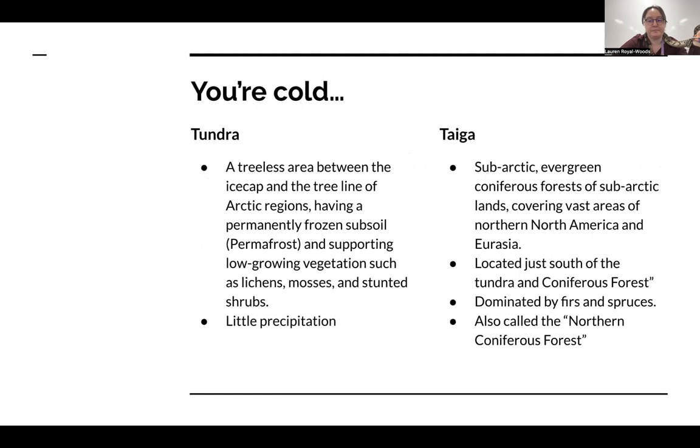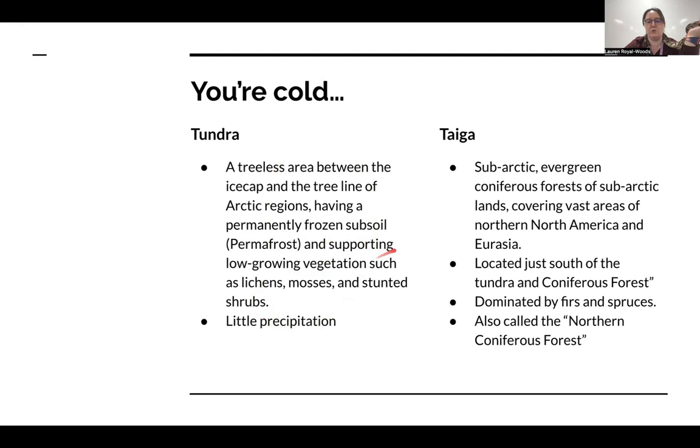Tundra. So let's start with the coldest. The tundra is a treeless area between the ice caps and the tree line of Arctic regions. They always have permanently frozen subsoil, called the permafrost, supporting low ground vegetation such as lichens, mosses, and stunted shrubs. There's very little precipitation. A lot of the things that can live here, like reindeer, can live on these tough little plants. So, yeah, very little precipitation.